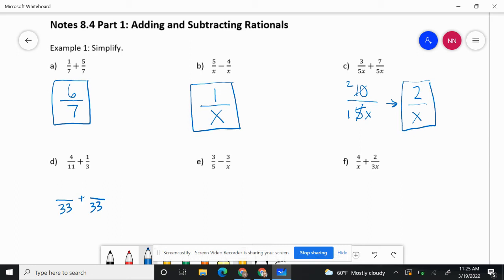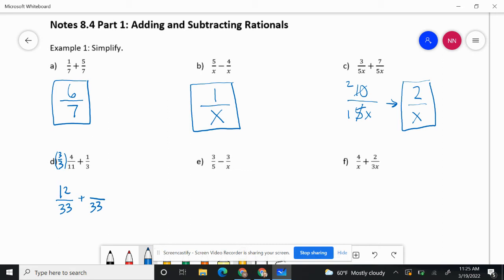We don't want to change the number up. So the 11 times 3 gives us 33. So what we're going to do is multiply the top and the bottom by 3. 3 times 4 is 12. And 12 over 33 reduces to 4/11. So we didn't change the number. We have an equivalent fraction.